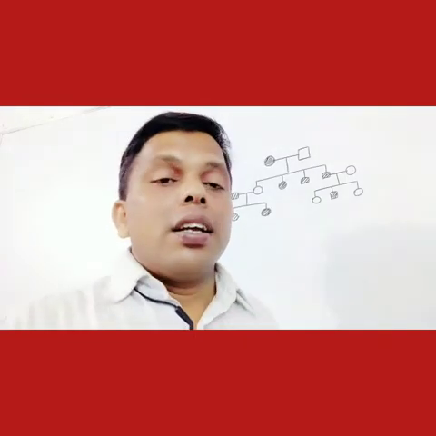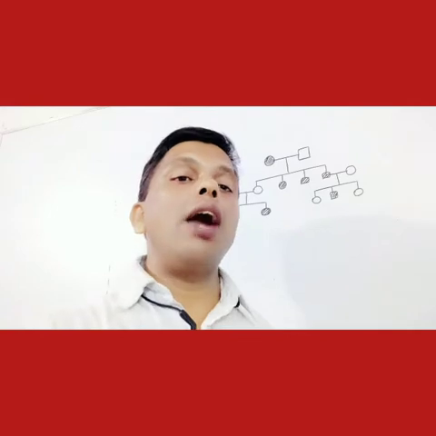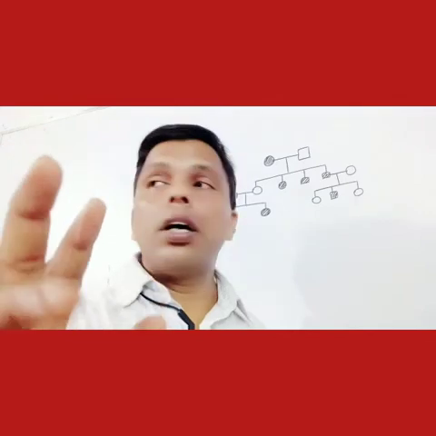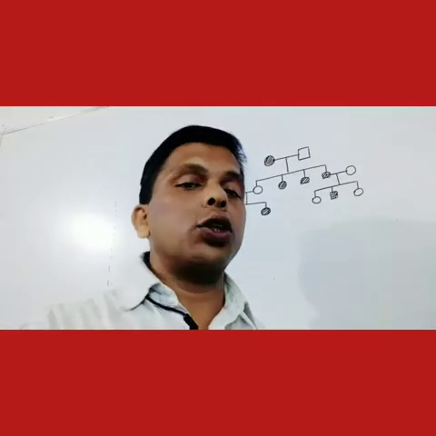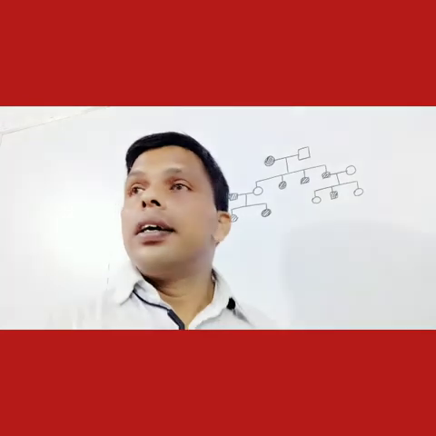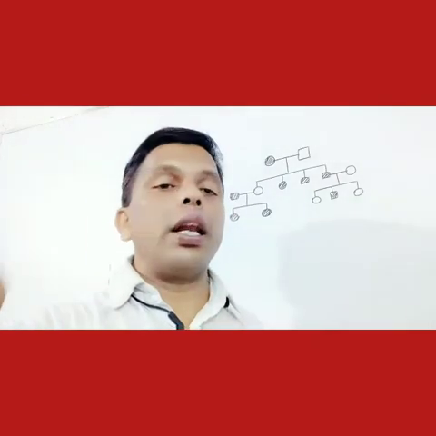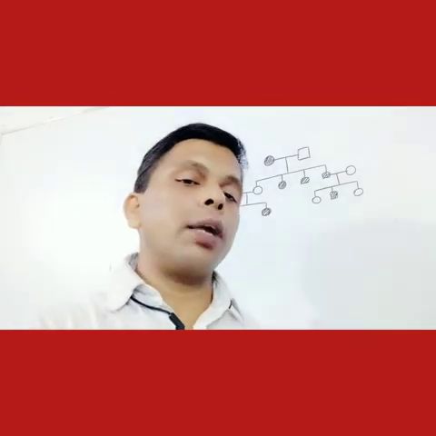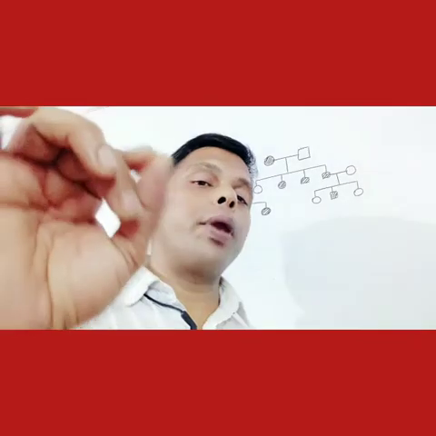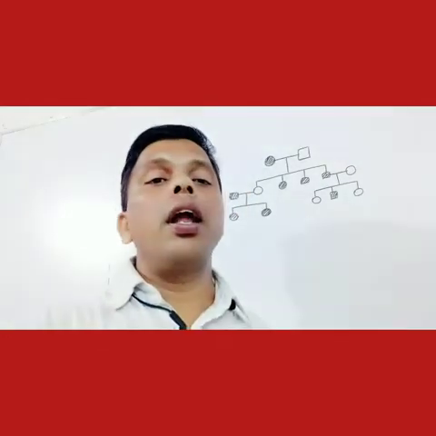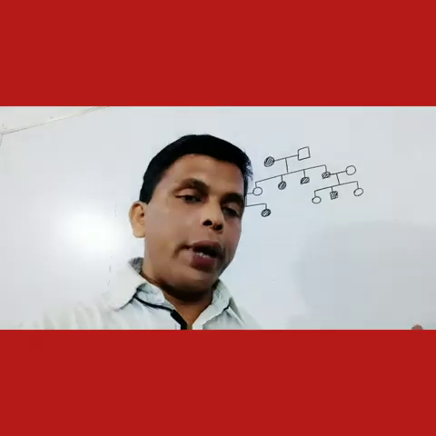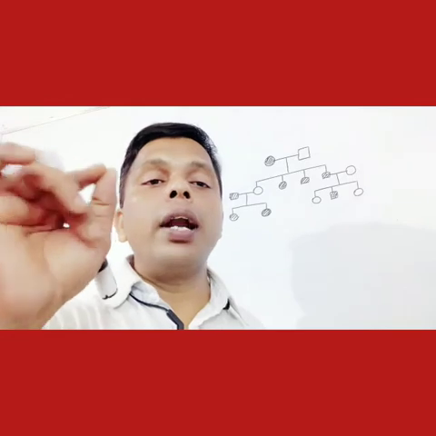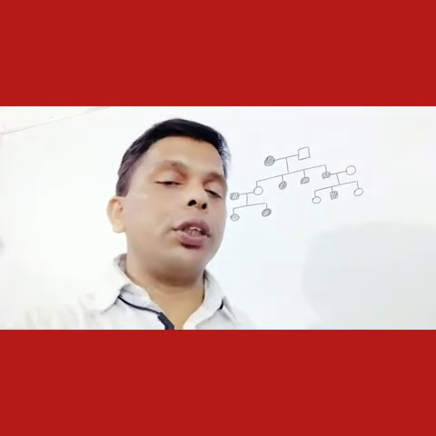Clear? Come to the second point: how to find out X-linked and Y-linked, how to find out autosomal and sex chromosomal. Okay, when the disorder is autosomal, it is transmitted irrespective of sex. That means it may be transmitted from female to male, male to female, male to both male and female, or female to both male and female, whatever it may be. There is no definite pattern of transmission.